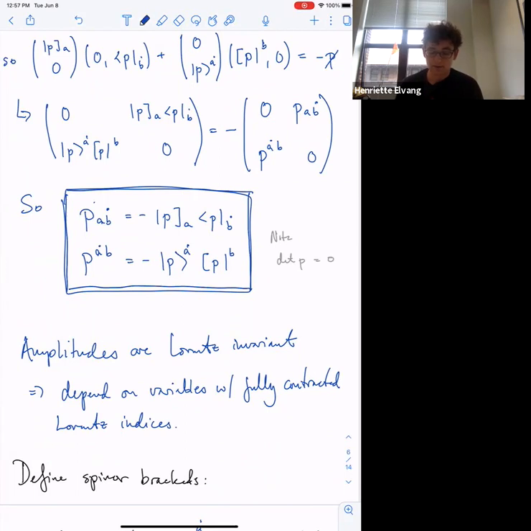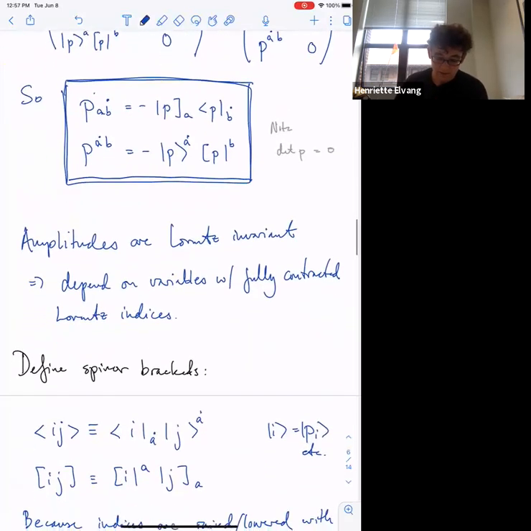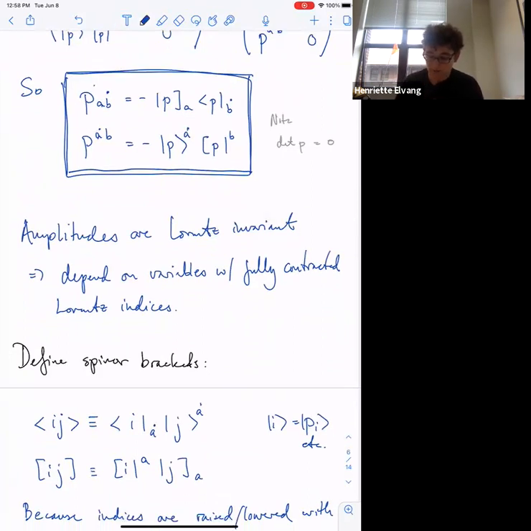So amplitudes are Lorentz invariant quantities. That means they must depend on variables with fully contracted Lorentz indices. For that reason, it's very useful to define spinor brackets. Spinor brackets are exactly what you get when you take our angle spinors and contract the indices. So you sum, explicit sum convention here, over the dotted or undotted indices, and I use an up-down convention that is similar to Wess and Bagger. Okay, so i and j here refer to momenta p_i and p_j, so that's a little bit of a shorthand notation that we use there.